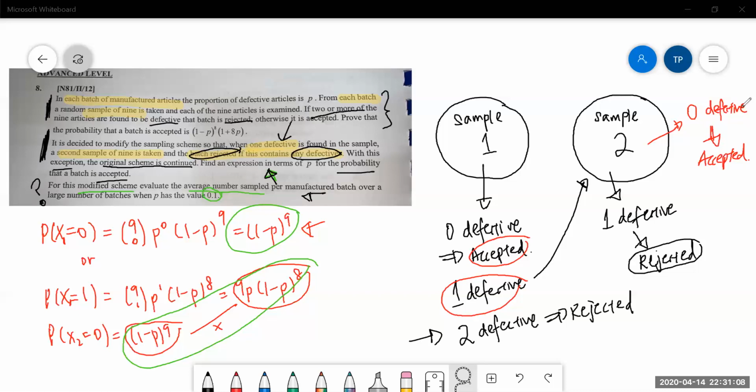How to find the average number sampled? The average number sampled means you're trying to find the expectation of the number sampled.